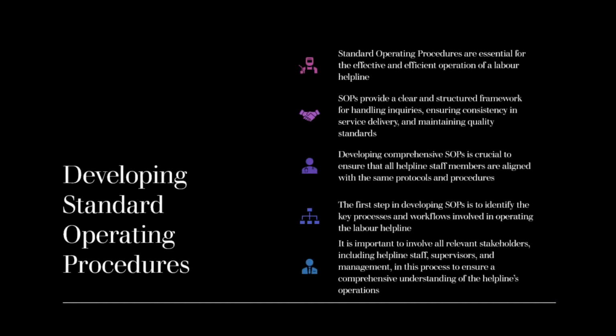Standard operating procedures, SOPs, are essential for the effective and efficient operation of a labor helpline. SOPs provide a clear and structured framework for handling inquiries, ensuring consistency in service delivery and maintaining quality standards. Developing comprehensive SOPs is crucial to ensure that all helpline staff members are aligned with the same protocols and procedures. This section will guide you through the process of developing SOPs for your labor helpline.